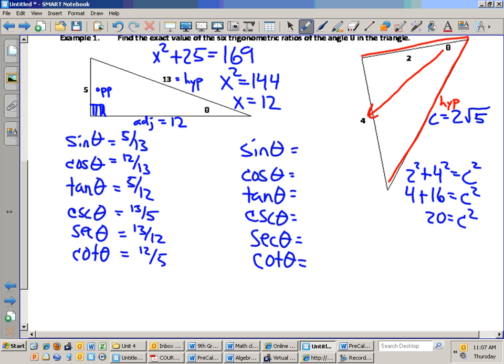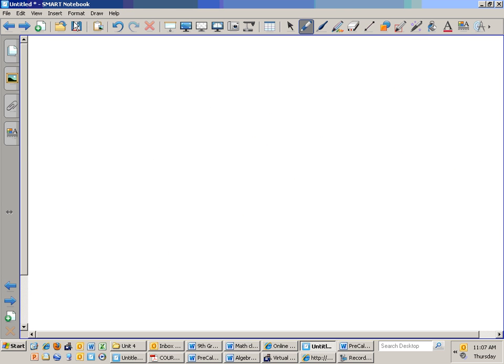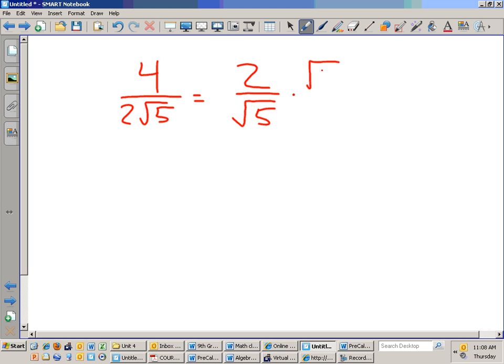So, what would sine be? 4 over 2 roots of 5. Now, you can't have a square root of 5 in the denominator, so you need to reduce this as such. 4 over 2 roots of 5 is the same thing as 2 over the square root of 5. And how do I simplify that? Multiply top and bottom by the square root of 5, so I would leave it expressed as 2 roots of 5 over 5.